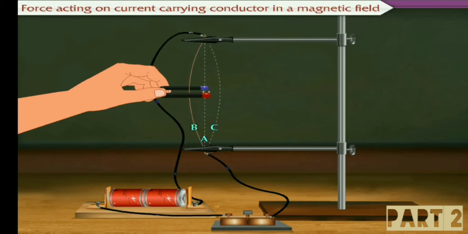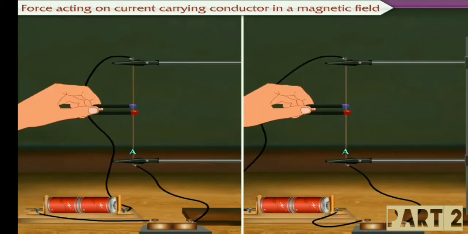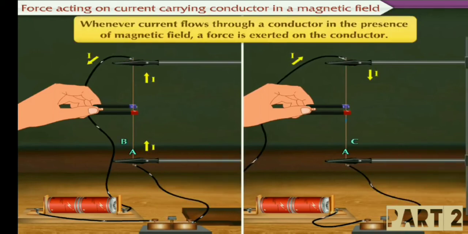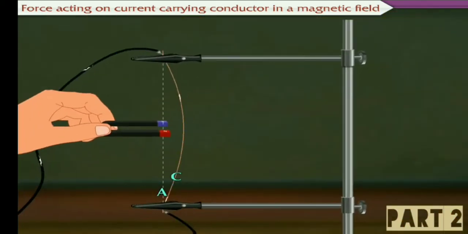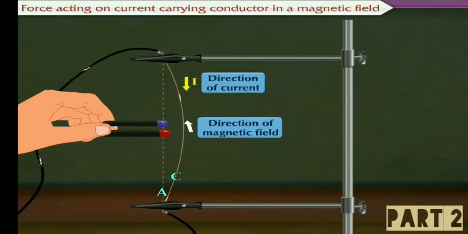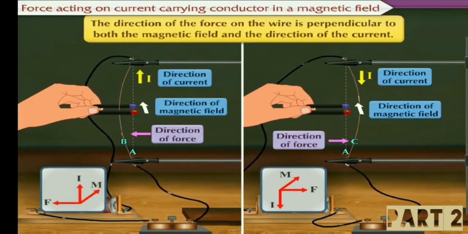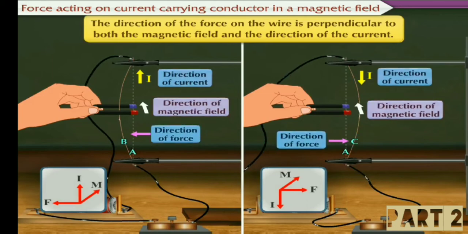Bending of copper wire when placed in the magnetic field is possible only when the force is exerted on it. Thus, from this activity we can conclude that whenever current flows through a conductor in the presence of magnetic field, a force is exerted on the conductor. If we take the directions of magnetic field, direction of electric current, and that of the force on the wire, then we come to know that the direction of the force on the wire is perpendicular to both the magnetic field and the direction of the current.